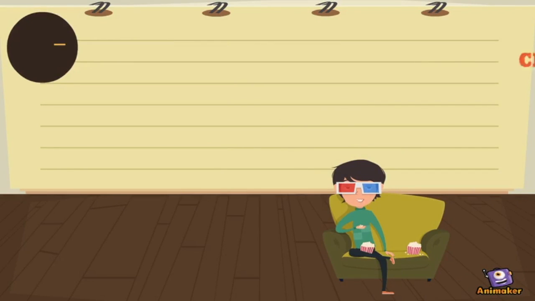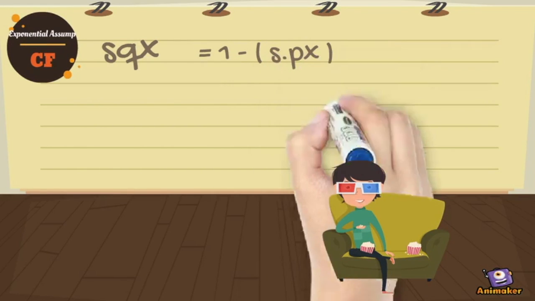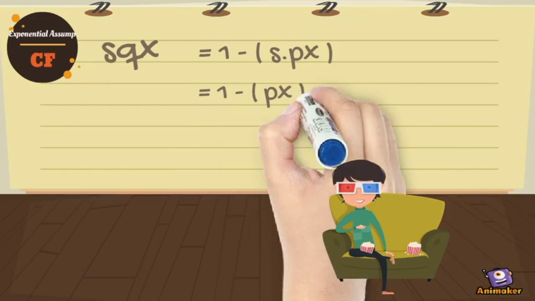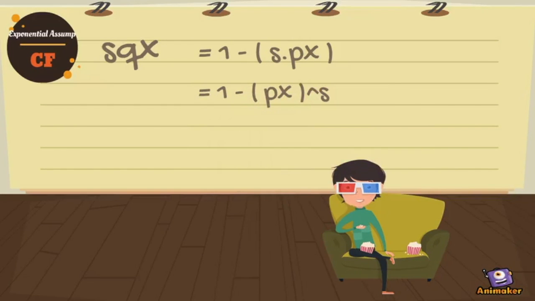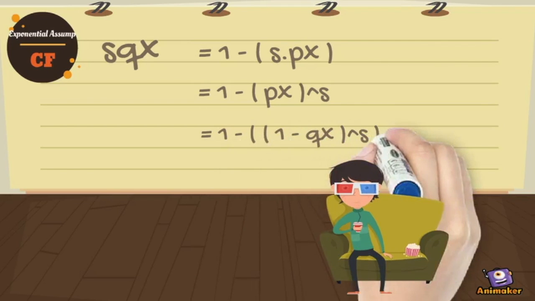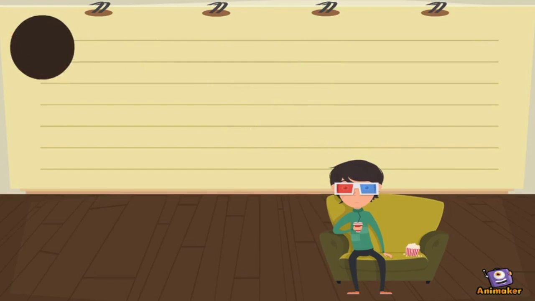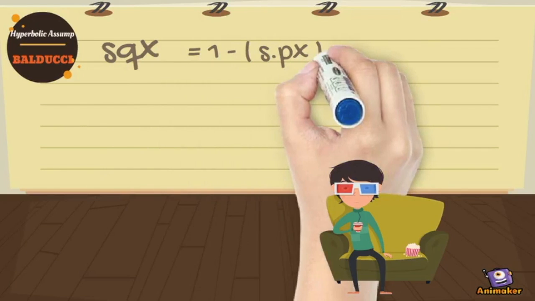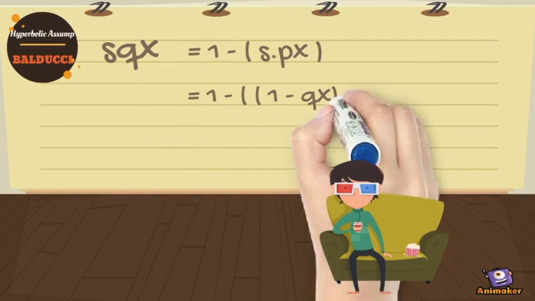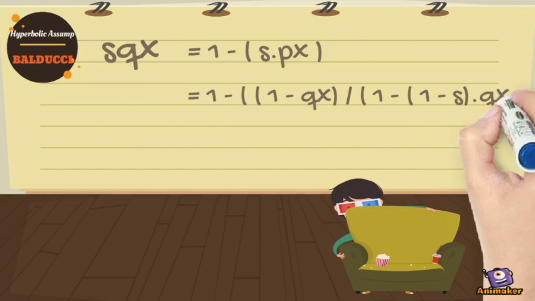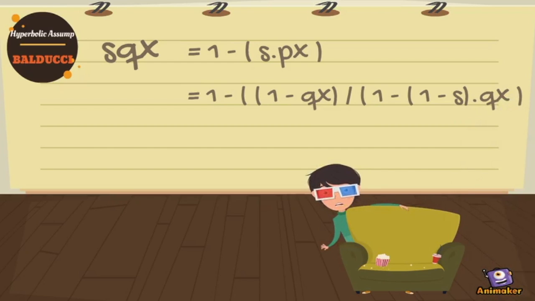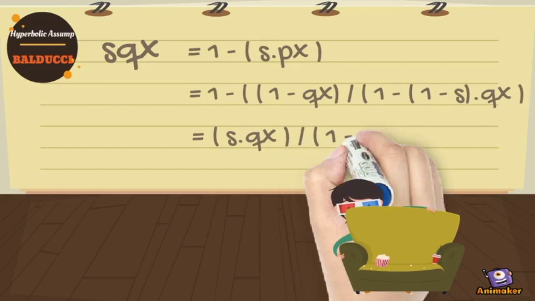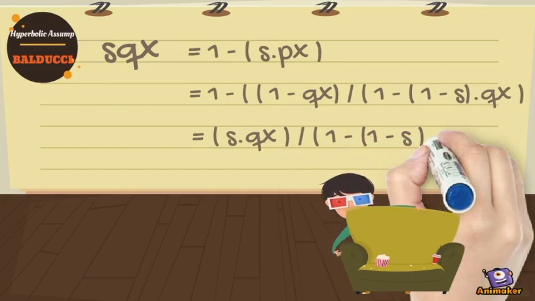Under constant force, sq_x is equal to 1 minus s times p_x, then equal to 1 minus p_x to the power of s, and then equals 1 minus q_x to the power of s. Using Balducci, sq_x is equal to 1 minus s times p_x, then equal to 1 minus q_x over 1 minus s times q_x. Lastly, equal to s times q_x over 1 minus s times q_x.